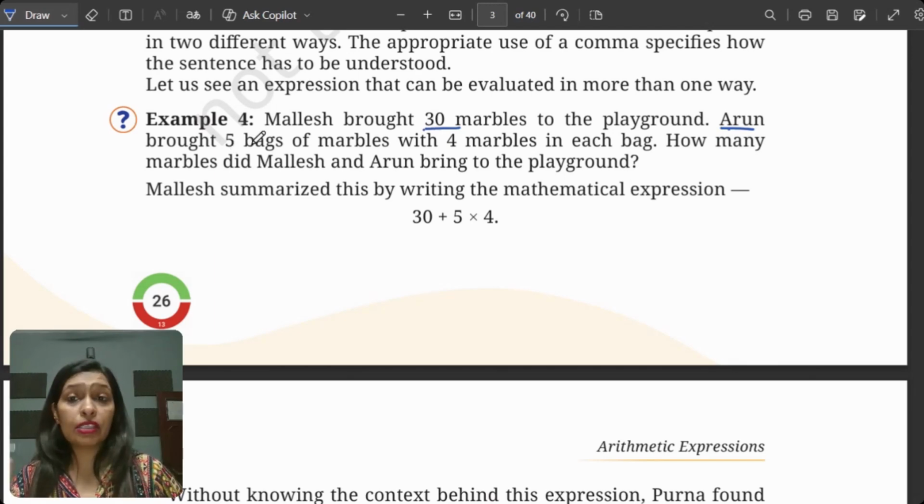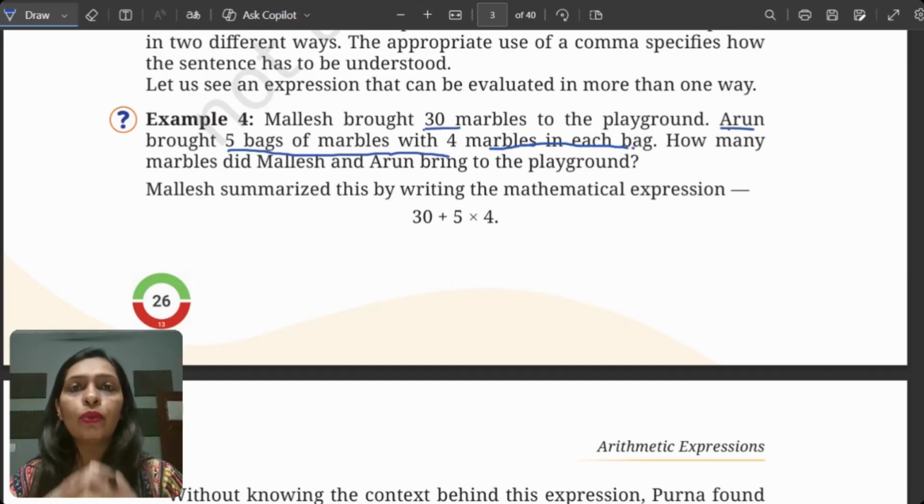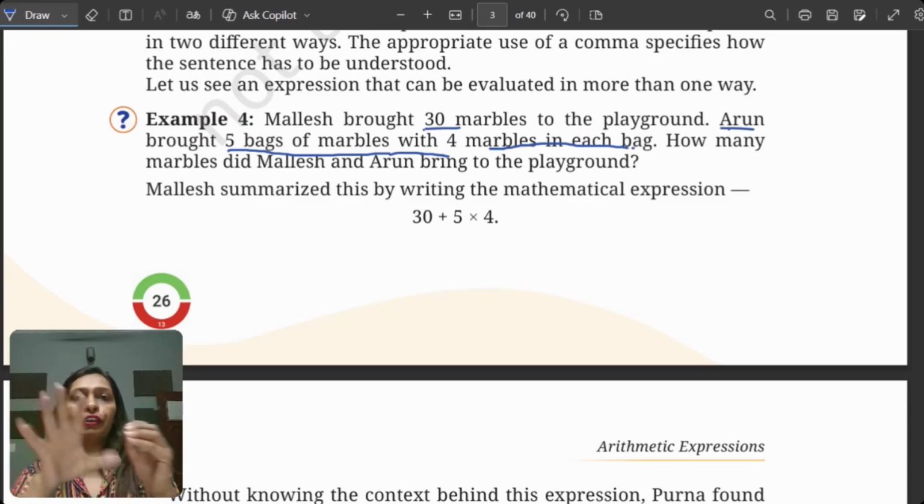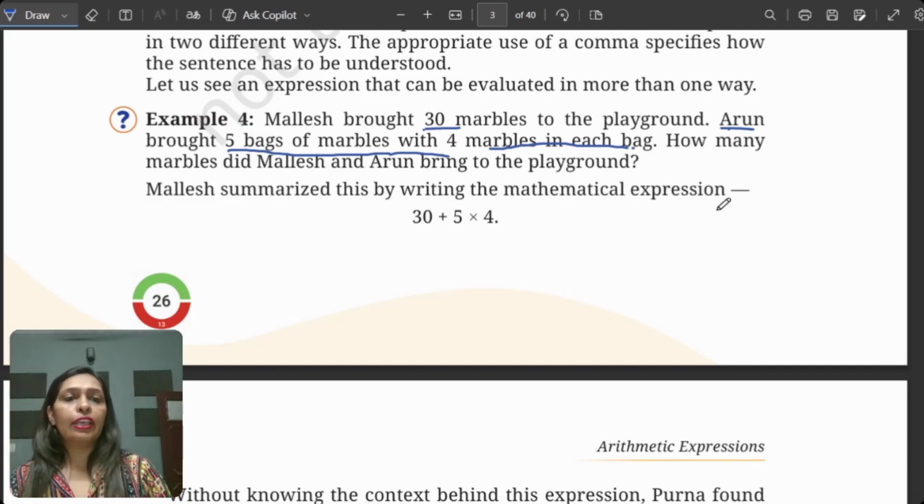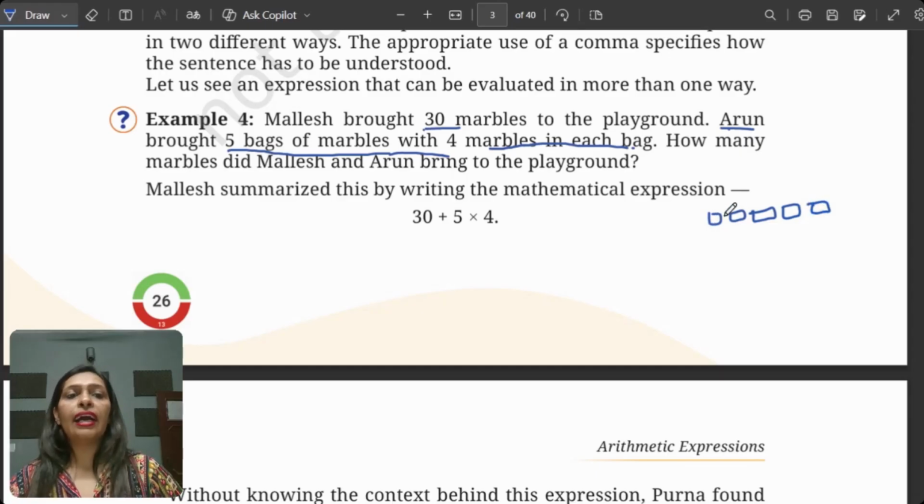Arun has brought 5 bags of marbles. Now, this is very, very important. Read it carefully. Arun brought 5 bags of marbles with 4 marbles in each bag. So Arun has not brought them all together. What he has is 5 different bags, and in each bag, like you can think of a small bag, he has 5 such bags, and in every bag we are getting 4 marbles. Malesh has brought altogether 30 marbles, and Arun has brought like this.